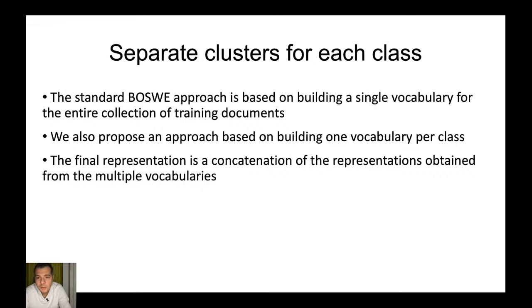In the standard approach, we have a single vocabulary for the entire collection, and using separate clusters means that we're building one vocabulary for each class. So this representation can grow with the number of classes. In this case, we had to reduce the number of cluster centroids per class in order to not increase the number of components by too much.